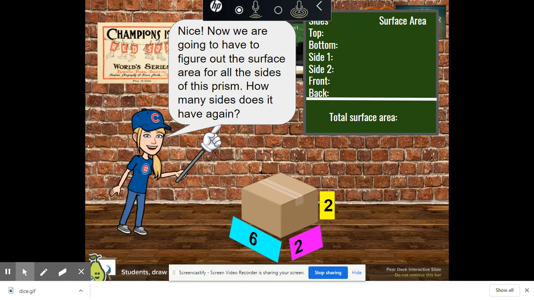Okay, we're going to have to figure out the surface area for all the sides of the prism. Do you guys remember how many sides it has again? There's top, bottom, side 1, side 2, front, and back. That's 6 sides that we need to solve for. That means we're going to have 6 equations and 6 products to add together.